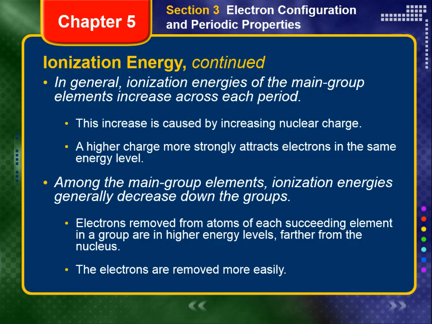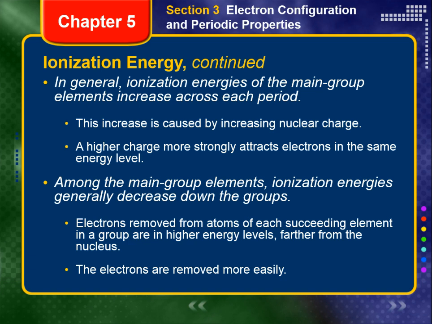Among the main group elements, ionization energies generally decrease down the group. Therefore, they are removed more easily. Also, as atomic number increases down a group, more electrons lie between the nucleus and the electrons in the highest occupied energy levels. This partly shields the outer electrons from the effect of the nuclear charge. Together, these influences overcome the attraction of the electrons to the increasing nuclear charge.